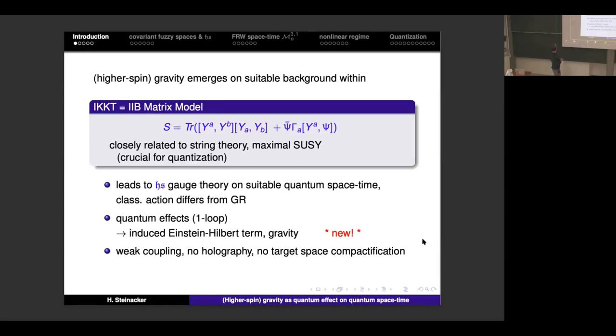Oh, I even forgot to write down the names. Where is it? Do we have a chalk? IKKT stands for, which blackboard is better? These are four gentlemen from Japan: Ishibashi, Kawai, Kitazawa, and Tsuchiya.